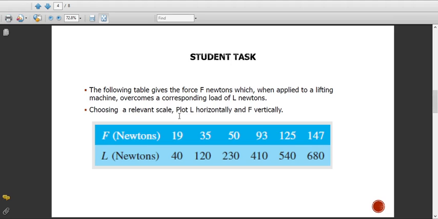I want you to try and plot this graph, and please note that we need to have a scale.